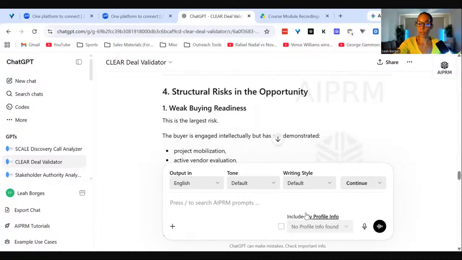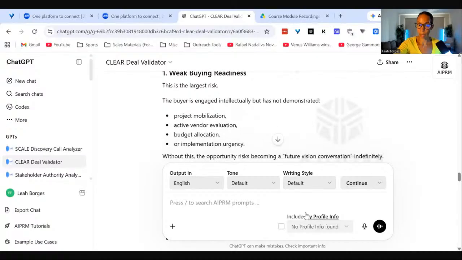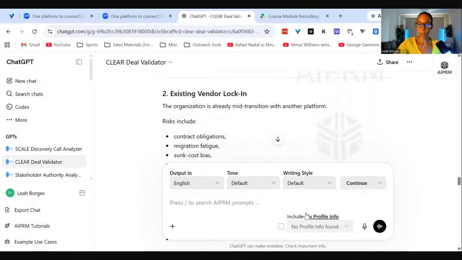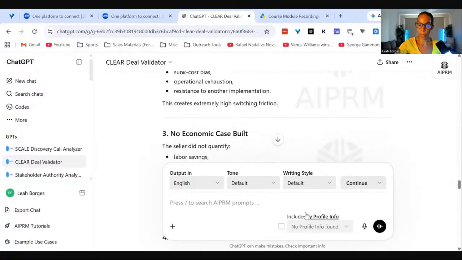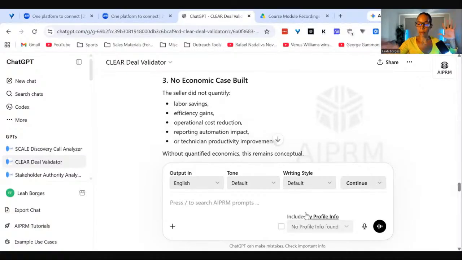Okay, so here it's going to give you some of the structural risks in the opportunity. We have an existing vendor that's already in place, so how are we going to deal with that? Here are some of the risks. It's going to give you that. We have not talked about economics at all, right? So that is so important. This is very, very interesting.